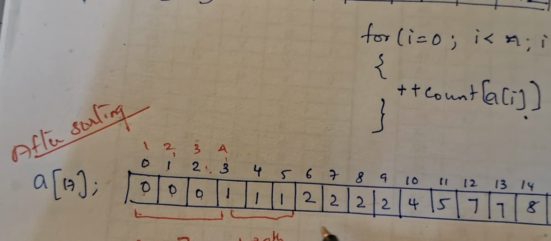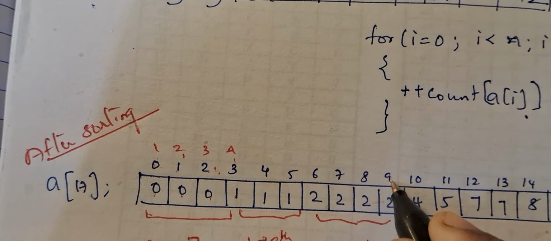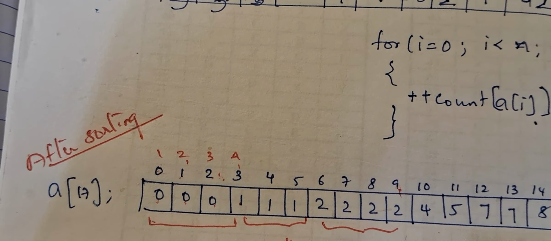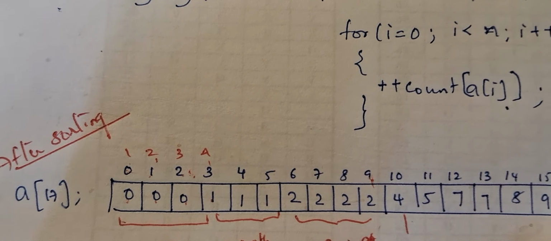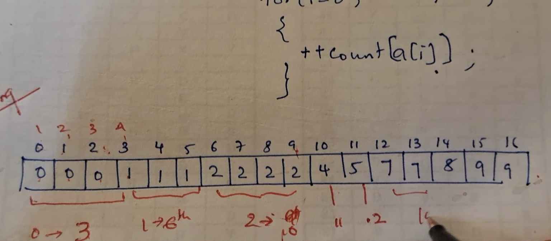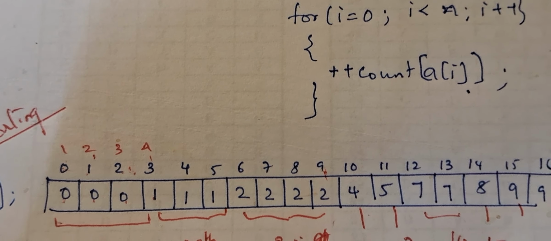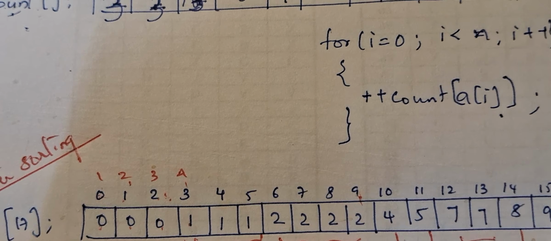and 1 is till the sixth position, and 2 is till 9 plus 1, this is the ninth index, so position is index plus 1. Okay, so 2 is till the 9th position, sorry, 10th position, 4 is till the 11th position, 5 is till the 12th position, 7 is till the 14th position, 8 is till the 15th position and 9 is in the 16th position, sorry, 9 is in the 17th position.